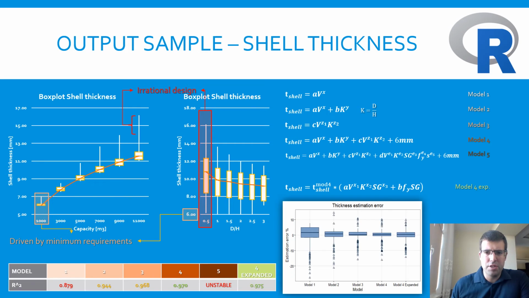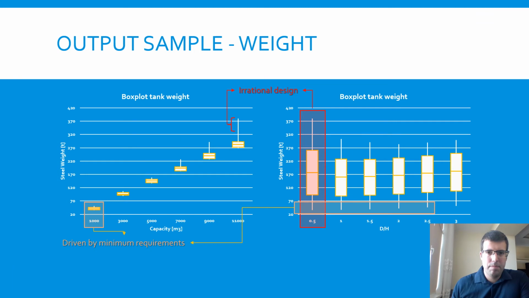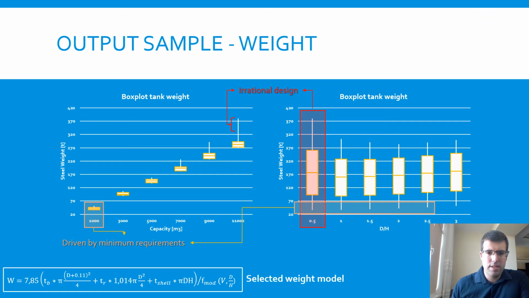When we look specifically at the shell thickness, we've considered several different regression models, and we've determined that this specific model, Model 4, is the one providing the most stable and reliable results. As we can see, the bulk of this estimate lies in the -10, +10 variation from the median. Same applies to the weight.